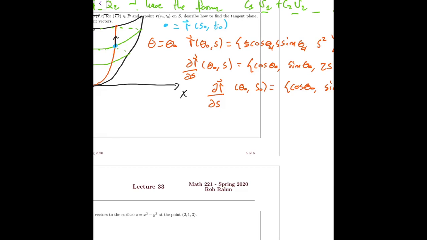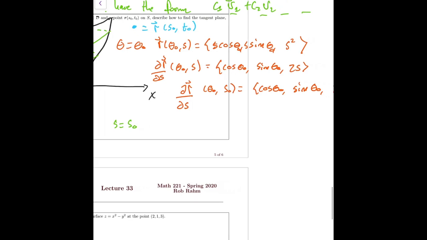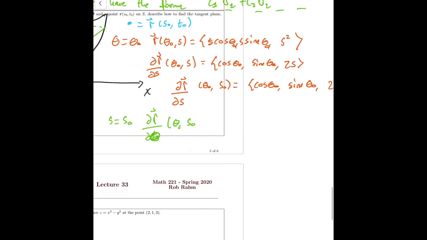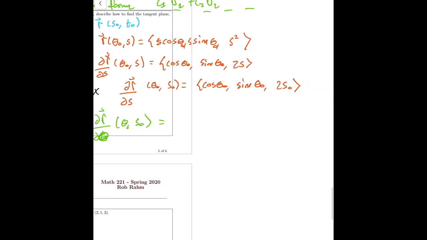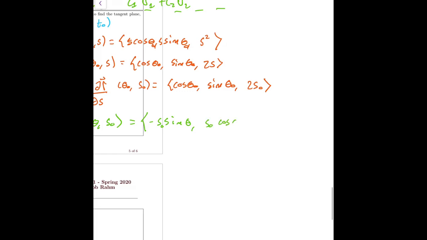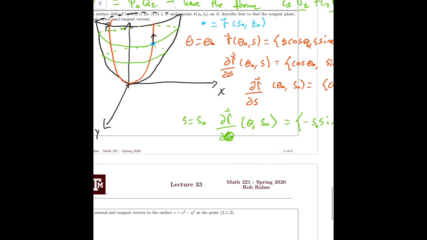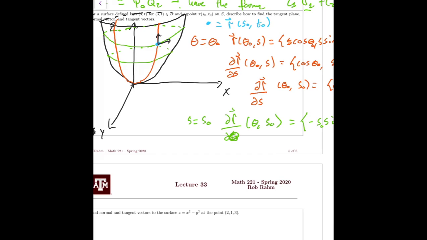Okay, now if we look at fixed S-naught, so S is equal to S-naught, we're going to have something similar. So the partial derivative of R with respect to theta, I mean, so now S is fixed, so this is a function of theta. And if we evaluate this at theta comma S naught, what we're going to get is the following. So we take the derivative with respect to theta. This is minus S naught sine theta, S naught cosine theta, and then zero. Okay, that would be the tangent vector to the green curve, like this vector right here.